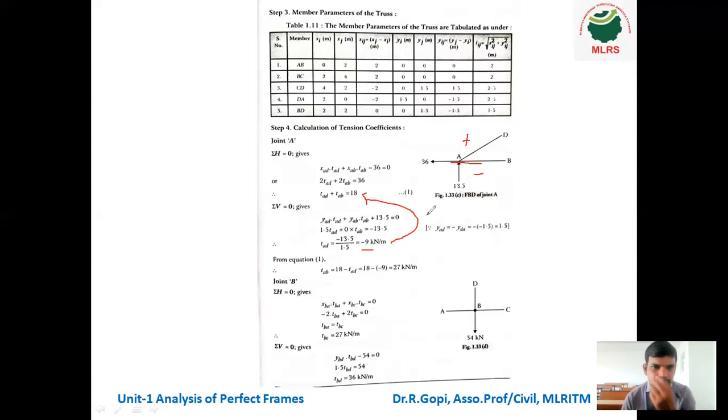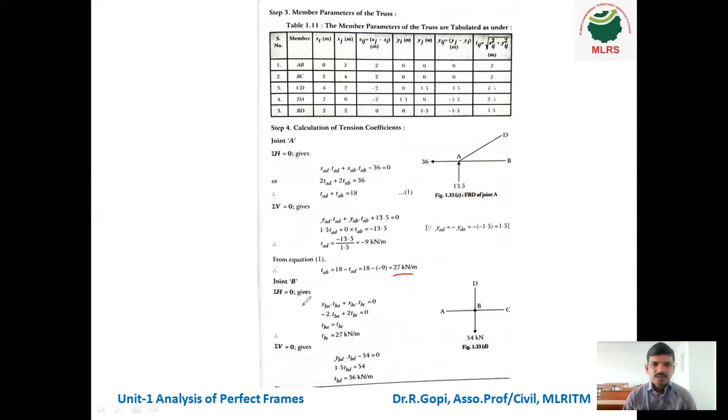Okay, if you substitute, that means we got TAB is equal to minus 18 minus TAD. So already in equation one minus is there. So therefore 27 kilonewton per meter. So this is the answer. Okay, so now select joint B.